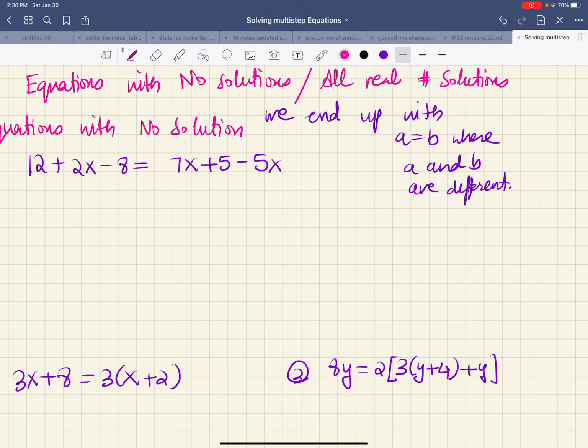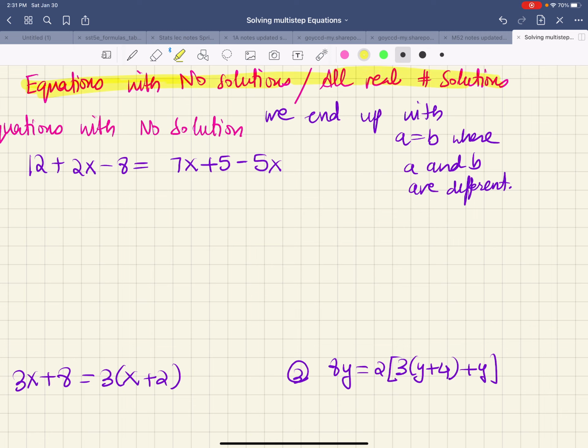In this video, we are going to look at a few other types of equations. We will look at linear equations where there's no solution, and we'll also look at linear equations where there are all real number solutions, and then we'll move on to absolute value equations. Okay, so this is the second part of solving linear equations. Equations with no solution and all real number solutions are our main topic.